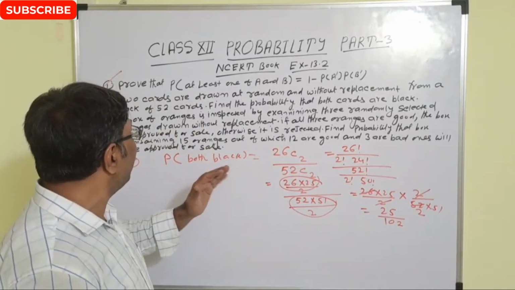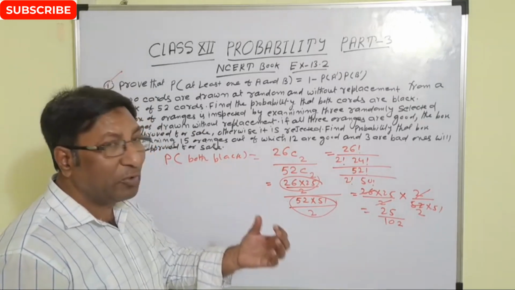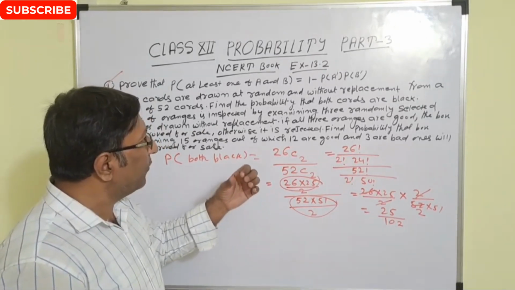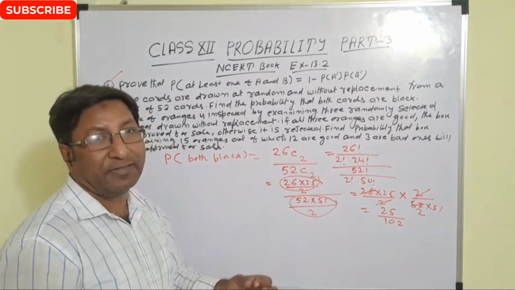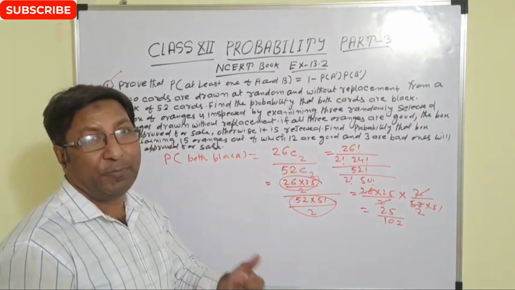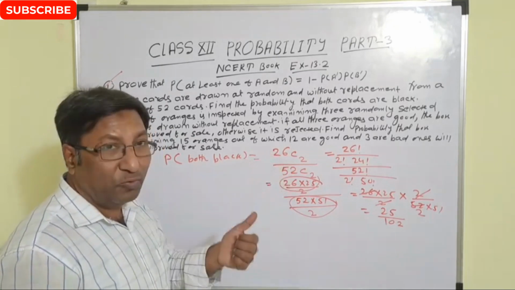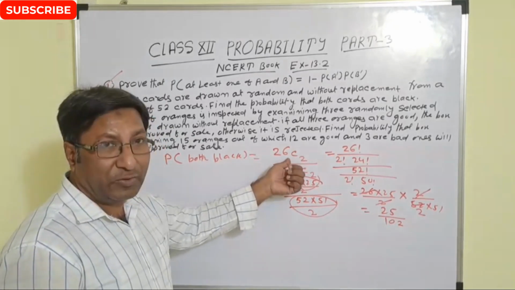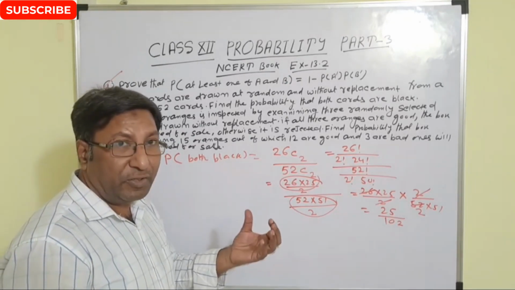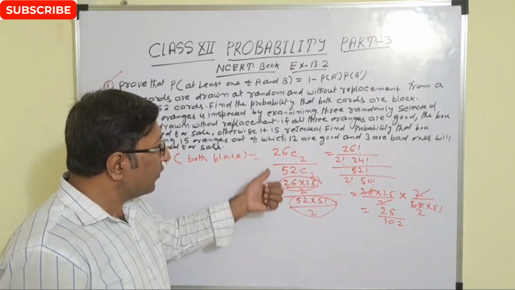Again, listen to this question carefully. The question is: 2 cards are drawn from a pack of 52 playing cards without replacement. Find the probability that both cards are black. What is the favorable outcome? Both cards should be black. The total number of black cards is 26, we are taking 2 cards, so 26C2 is the favorable outcome. The total outcome is 52 cards, taking 2 cards, so 52C2.